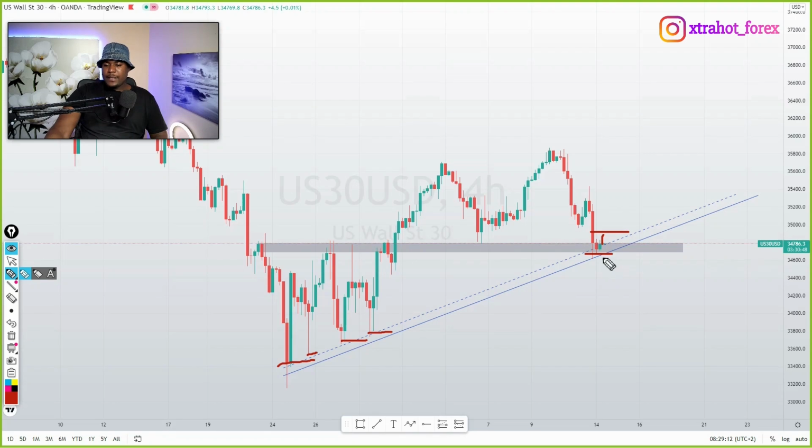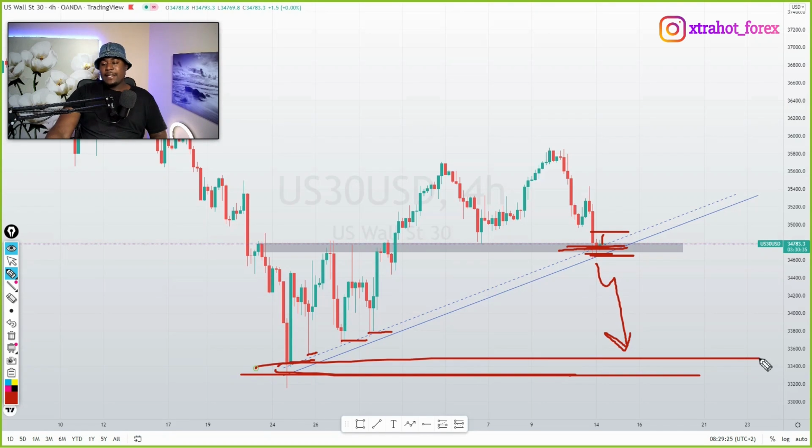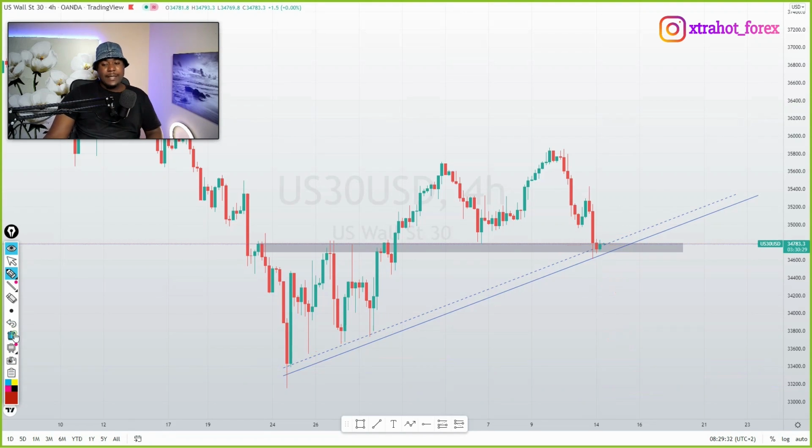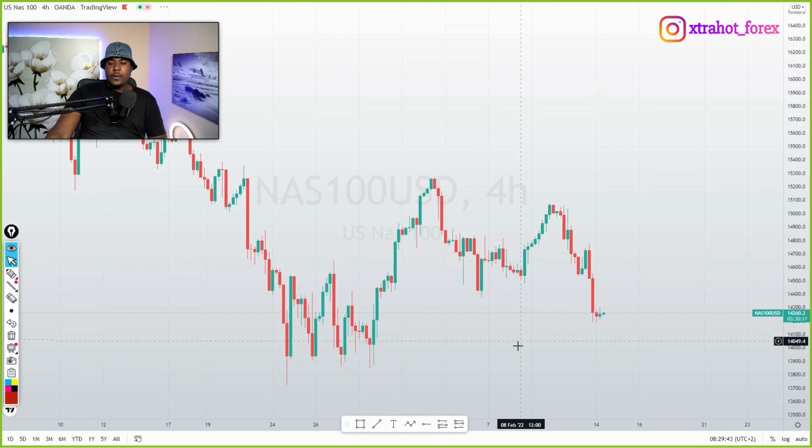So if maybe the market is going to go lower than this support area, lower below this, it's where we can say now the market is selling. But maybe we can see the market might get another support around this 33,400, somewhere there. It's where maybe we can say the market will find that support. But at the moment, let's just look at what is happening, because it seems like the market is respecting that support area. So let's move to the next one, which is the one and only NASDAQ.